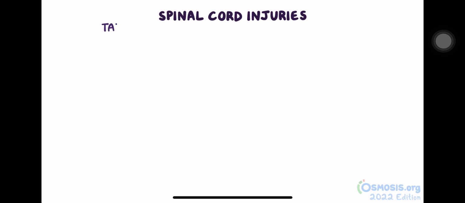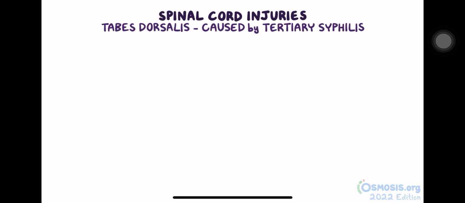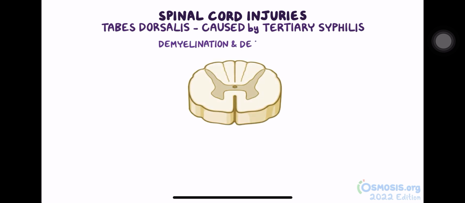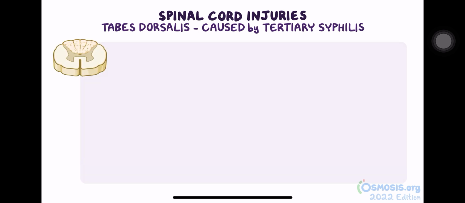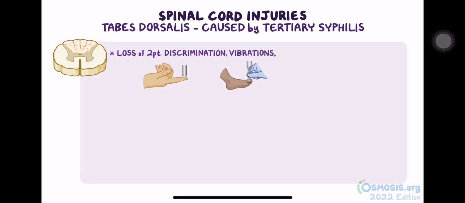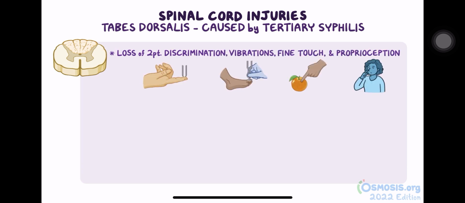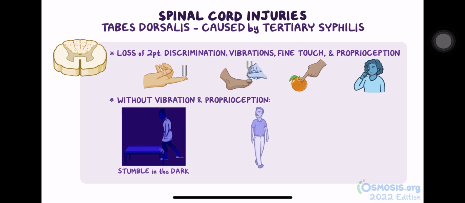Next up, there's tabes dorsalis, which is caused by tertiary syphilis. With tabes dorsalis, there's demyelination and degeneration of the dorsal columns and dorsal roots of the spinal cord. Typically, tabes dorsalis results in a loss of the sensations of two-point discrimination, vibrations, fine touch, and proprioception. Without the sensations of vibration and proprioception, the individual will often stumble in the dark and have difficulty in coordination while walking, also known as sensory ataxia.